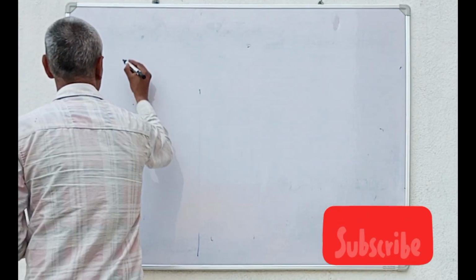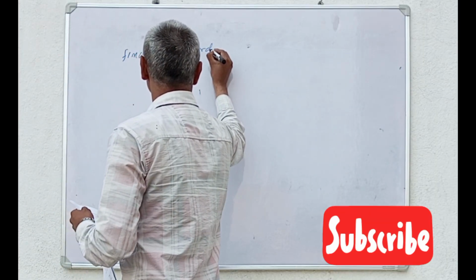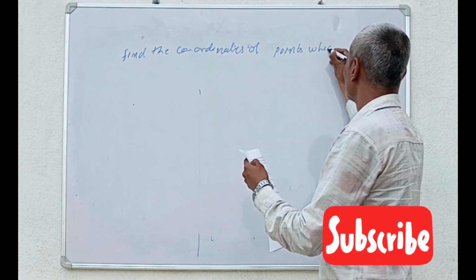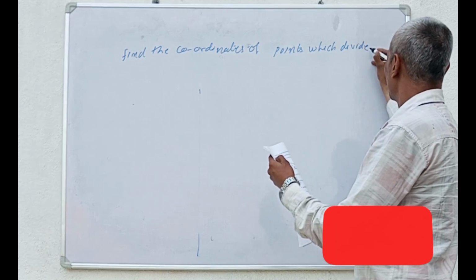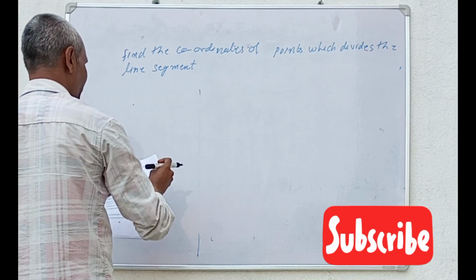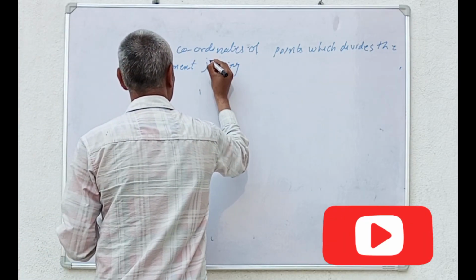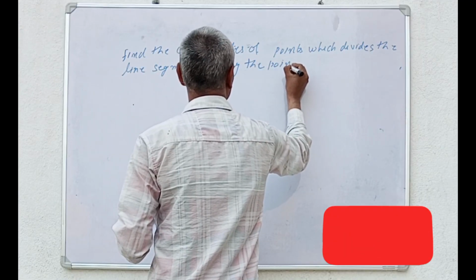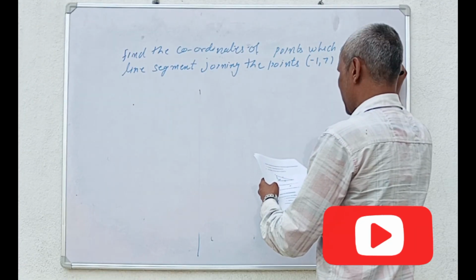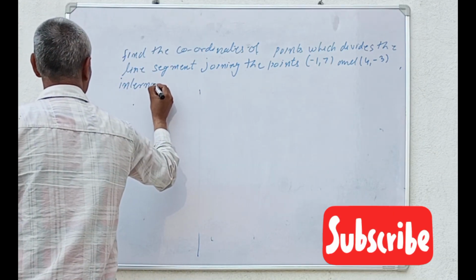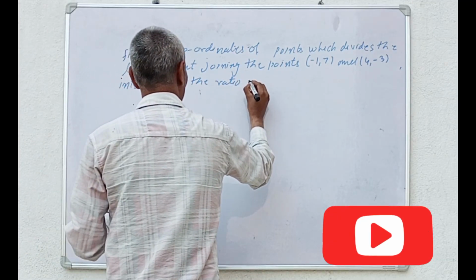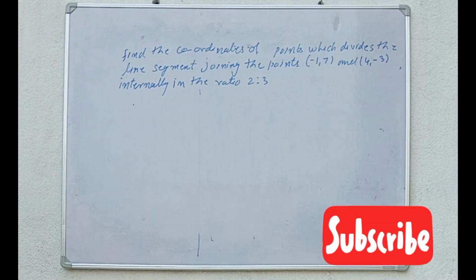Find the coordinates of the point which divides the line segment joining the points minus 1, 7 and 4, minus 3 internally in the ratio 2:3. Means it is asked, we have to find, one line segment is there.